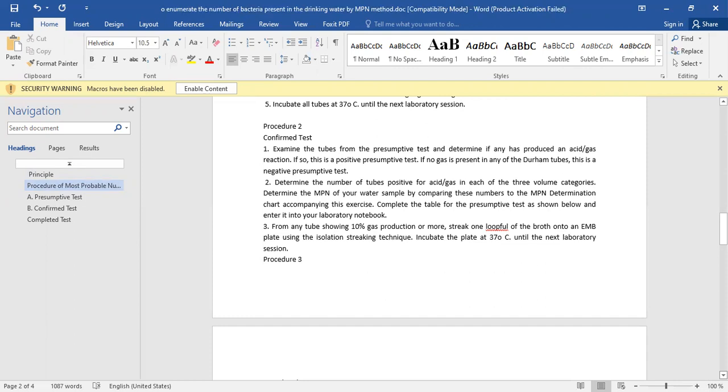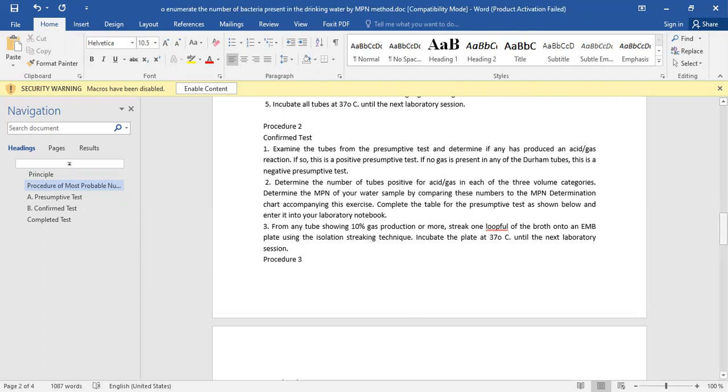From any tube showing 10% gas production or more, streak one loopful of the broth onto an EMB plate using the isolation streaking technique. Incubate the plate at 37 degrees centigrade until the next session.